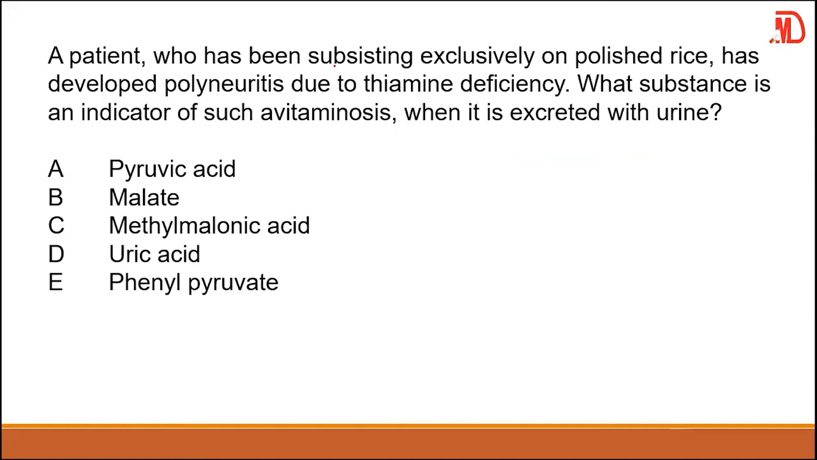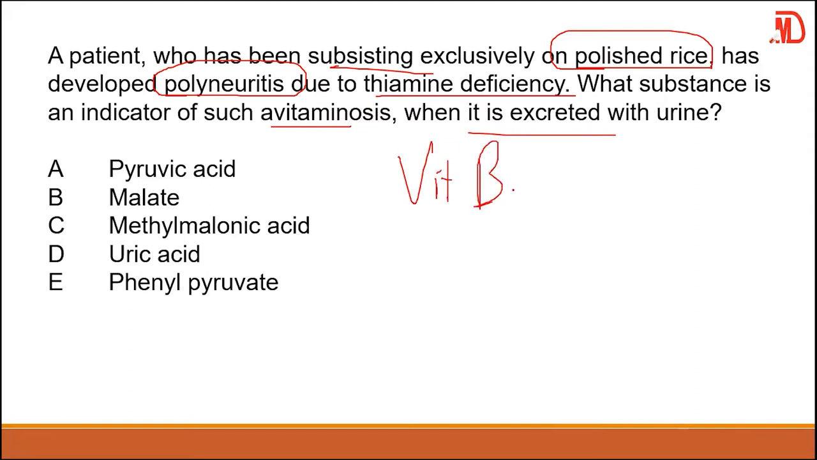So a patient who has been subsisting exclusively on polished rice has developed polyneuritis due to thiamine deficiency. What substance is an indicator of such a vitaminosis, which is excreted with urine? Guys, we're talking about thiamine deficiency. And thiamine means vitamin what? B1. So vitamin B1 is always present in pyruvate dehydrogenase. So vitamin B1 more or less serves as a cofactor for pyruvate dehydrogenase activation, isn't it?